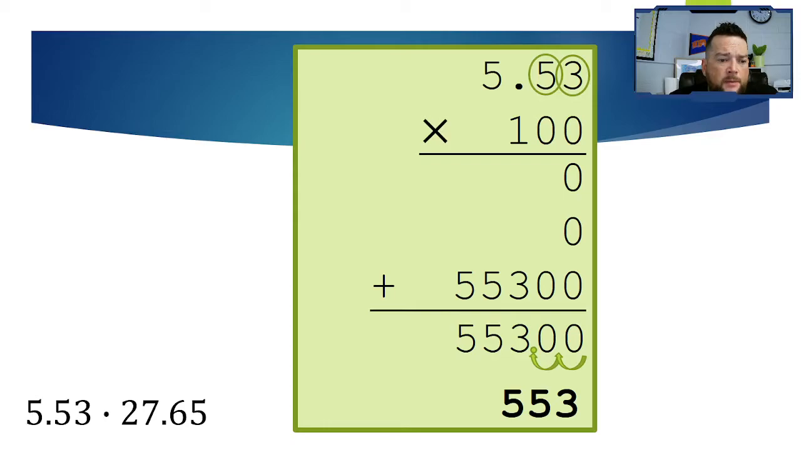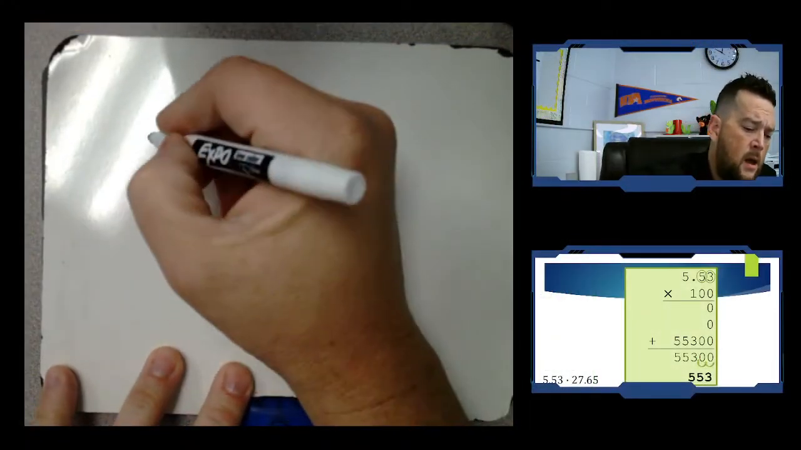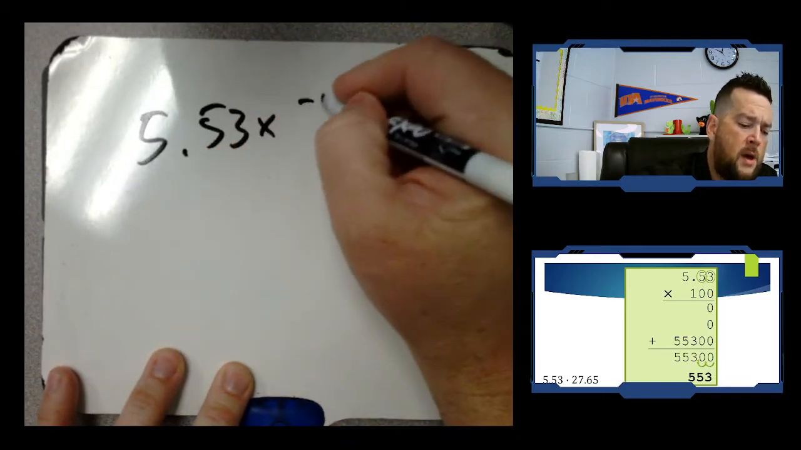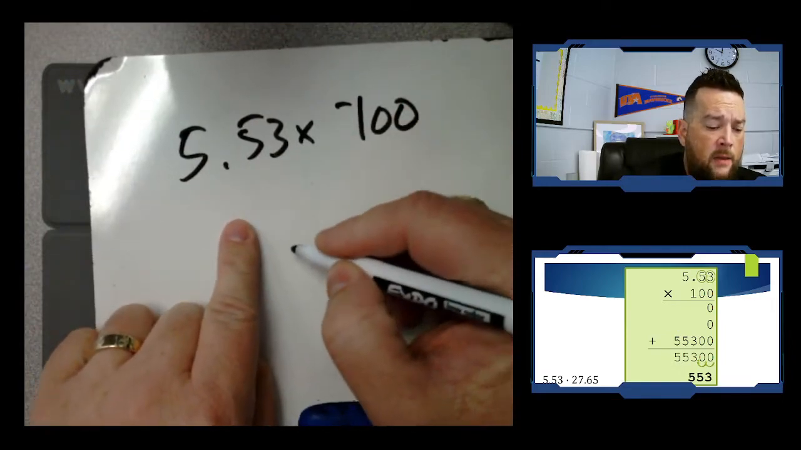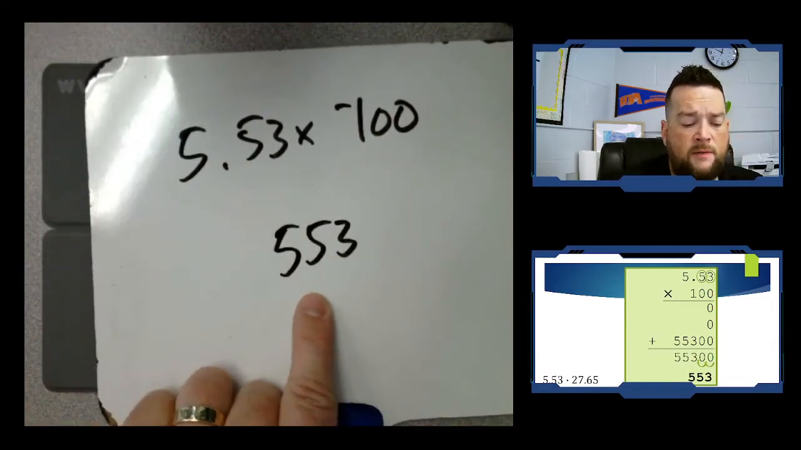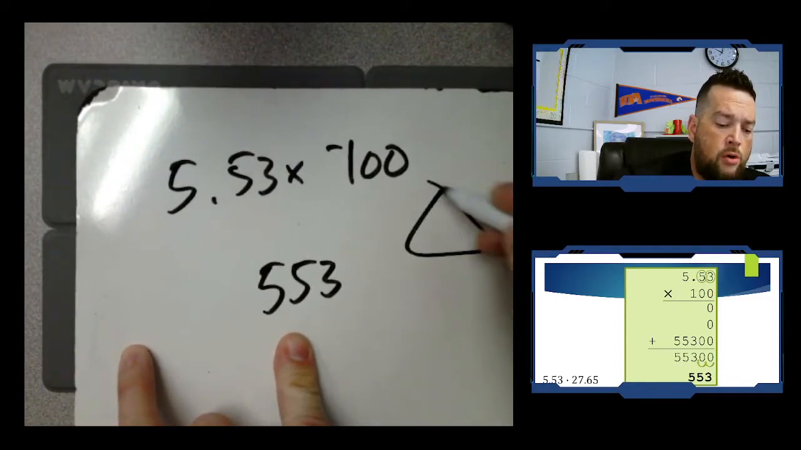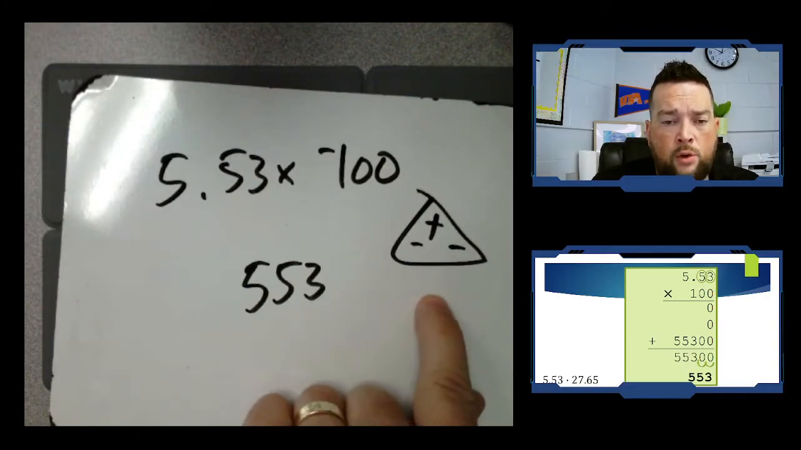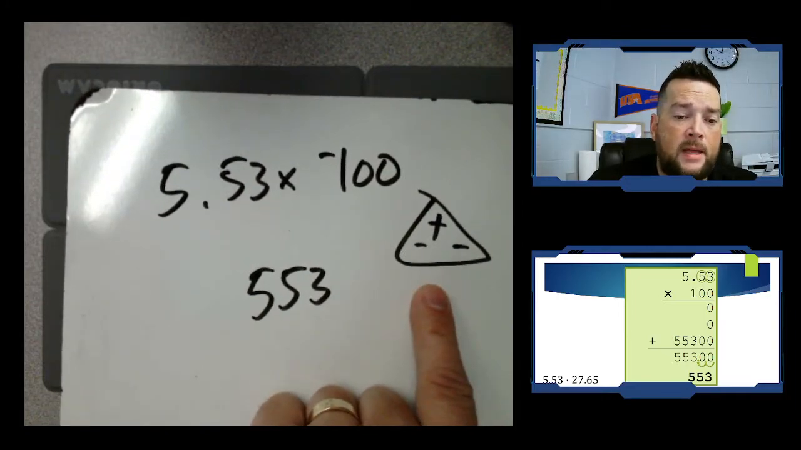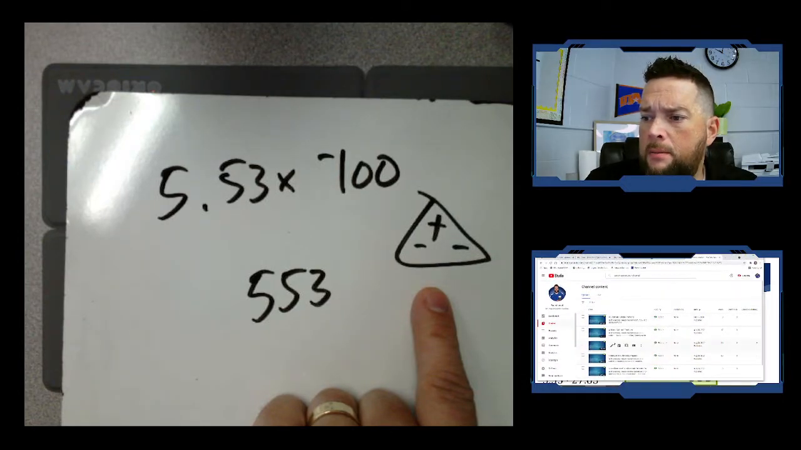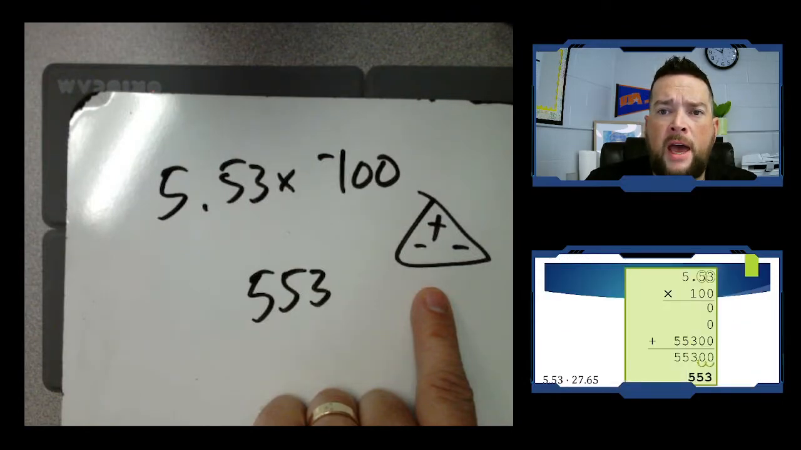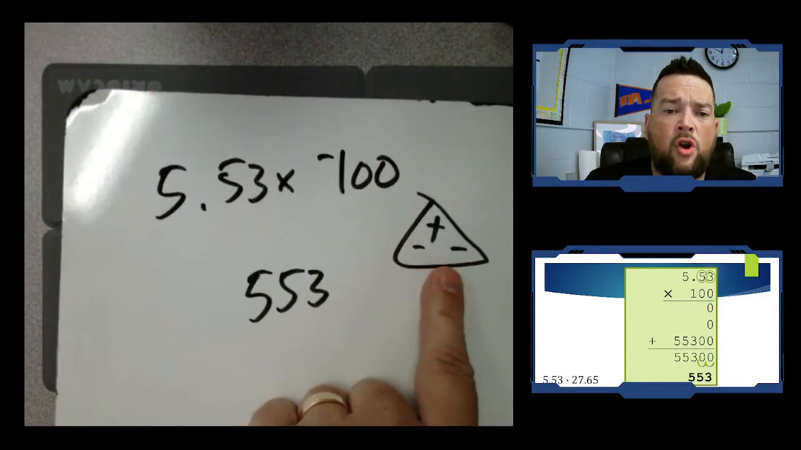Now let's pretend that one of these was negative. You had 5.53, and we're going to say multiply it by negative 100. Again, you multiply the numbers like normal, and then you would come up with your answer. So in this case, it was 553, and then you're going to use this tool still, right? If you don't remember that tool, you can go back to the video I did on multiplying and dividing integers. It's this video right here, the multiplication and division of integers. You can go back and watch that, and I teach you how to use this positive, negative, negative triangle.